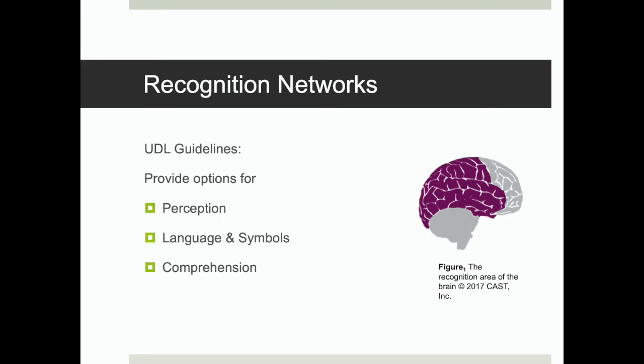Recognition Network's UDL guidelines. Provide options for perception. Interact with flexible content that doesn't depend on a single sense like sight, hearing, movement, or touch. Language and symbols. Communicate through languages that create a shared understanding. Comprehension. Construct meaning and generate new understandings.